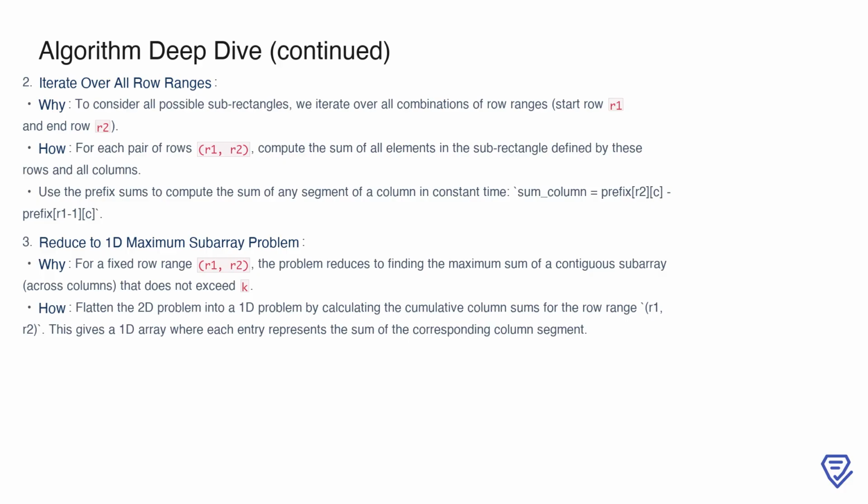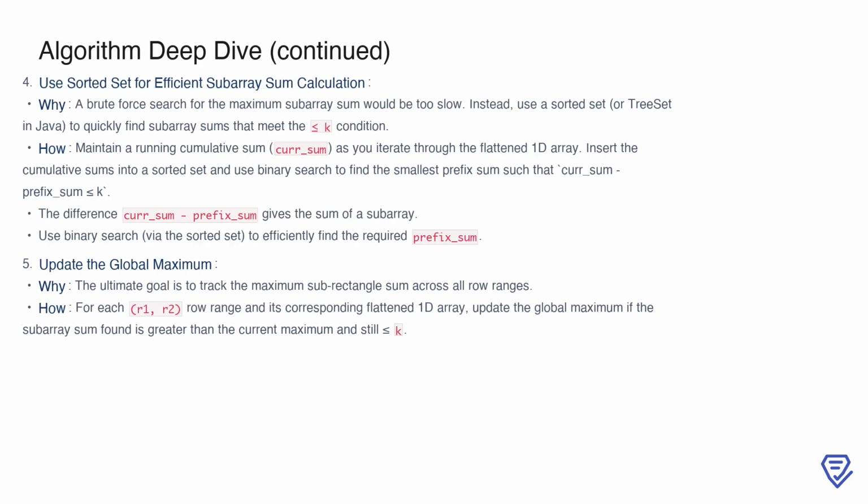Once we have the sums for all columns within this row range, the problem reduces to identifying the maximum sum of a contiguous subarray across the columns that does not exceed k. This transformation effectively reduces our problem from working with a 2D rectangle to solving a 1D maximum subarray problem, significantly simplifying the computation.